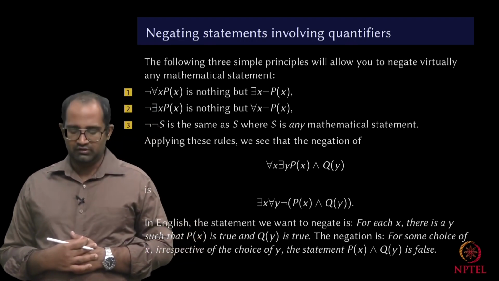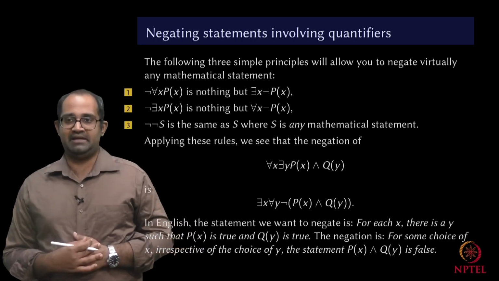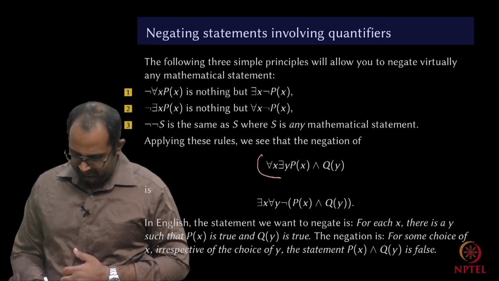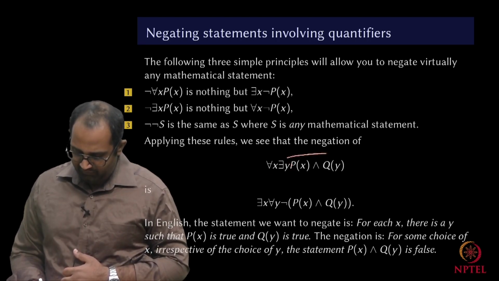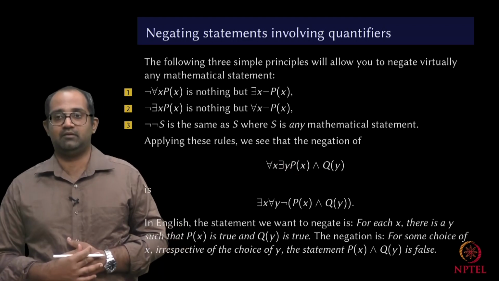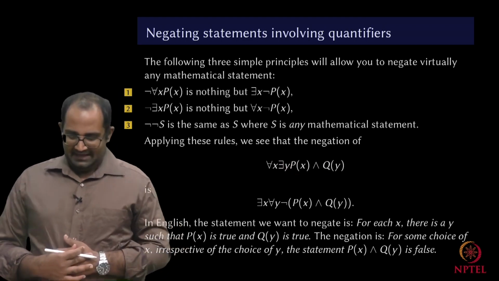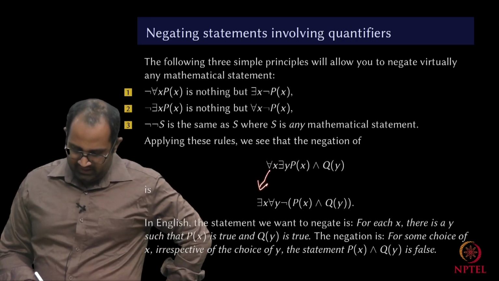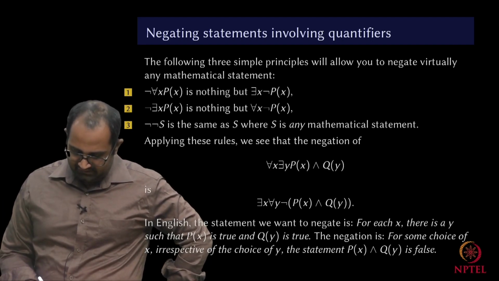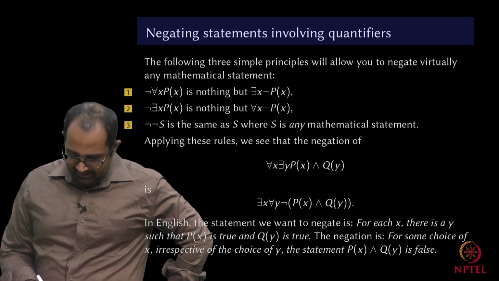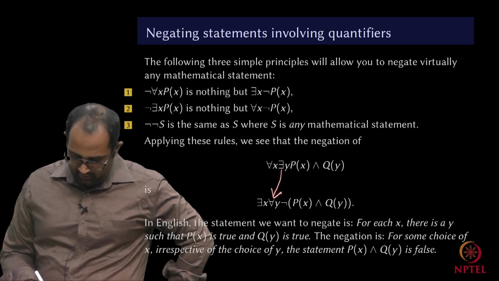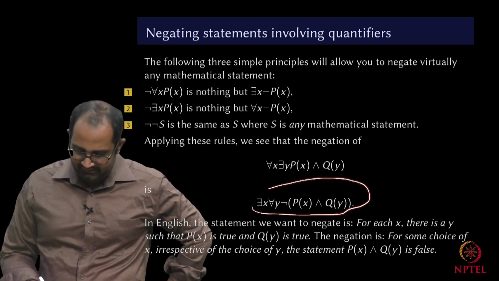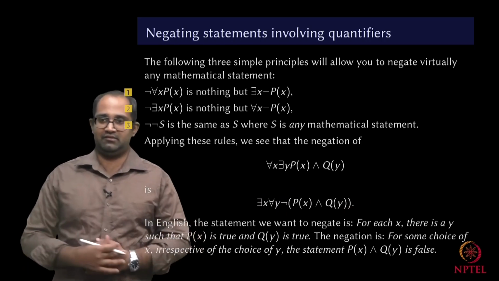Using these simple rules, you can negate any complicated statement. For instance, let us take the statement for each x there exists y P of x and Q of y. The negation of this is, well, first convert the for each to there exists and push the negation sign inside. Then again convert the there exists to for all and push the negation sign inside, and you will observe that within 30 seconds we have negated this.